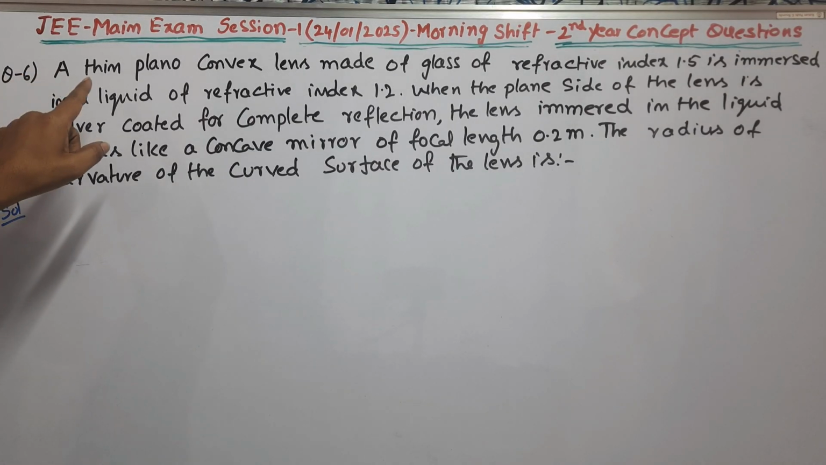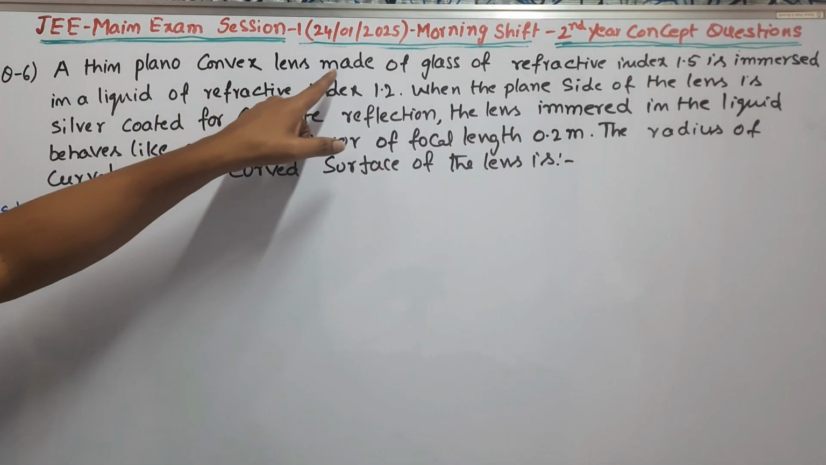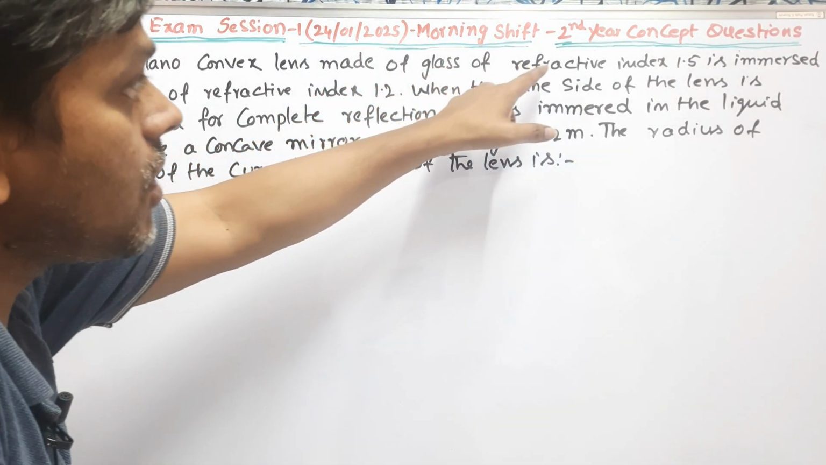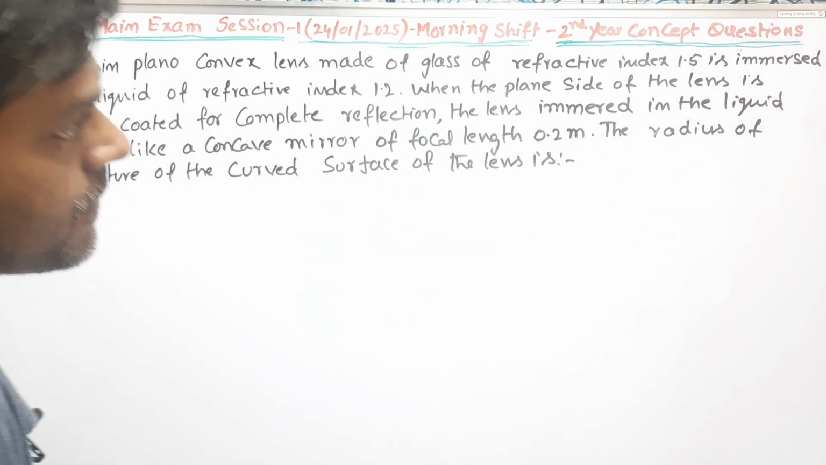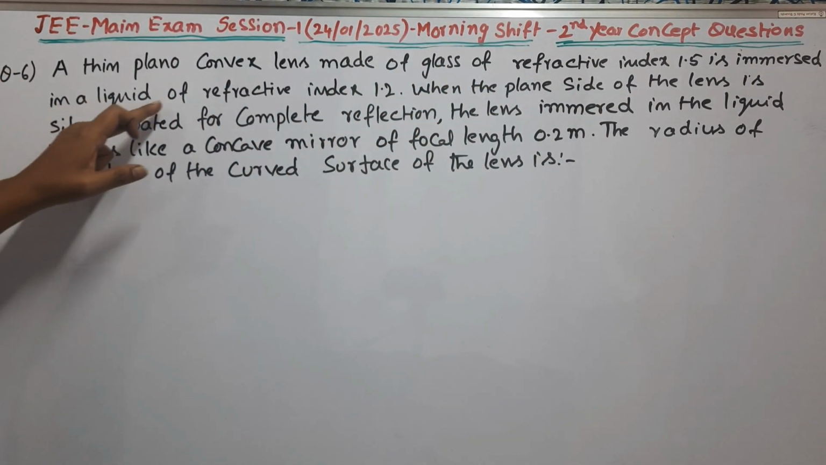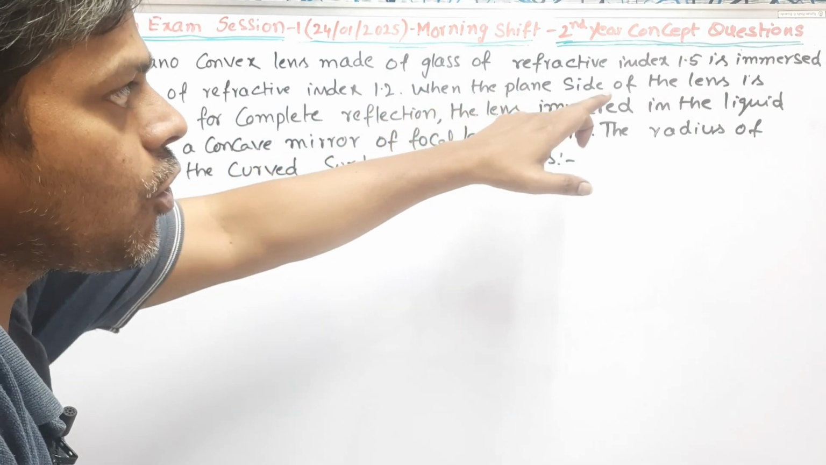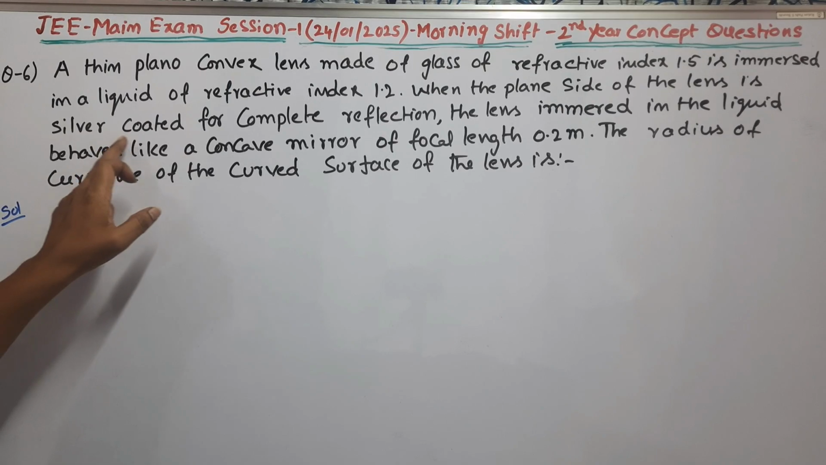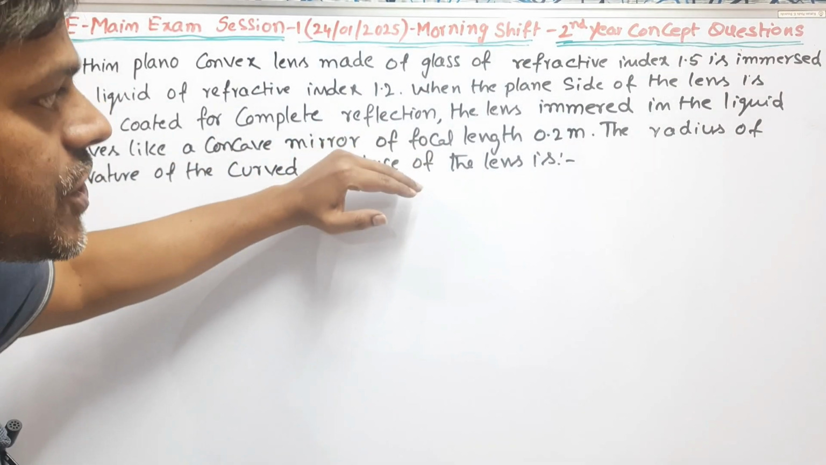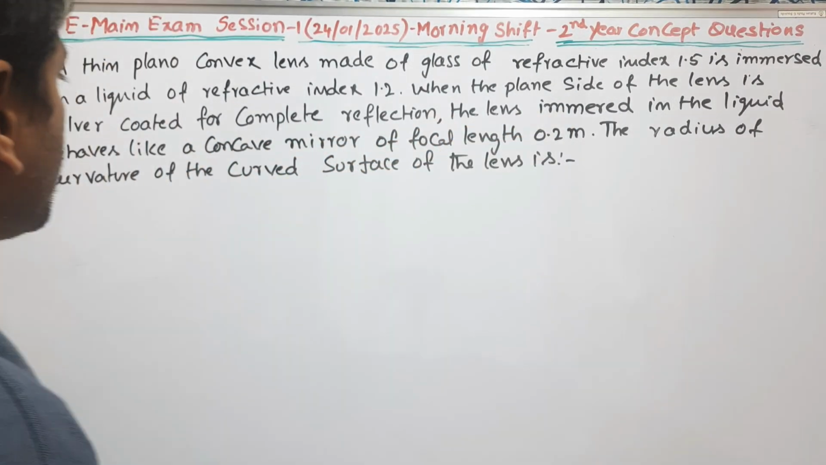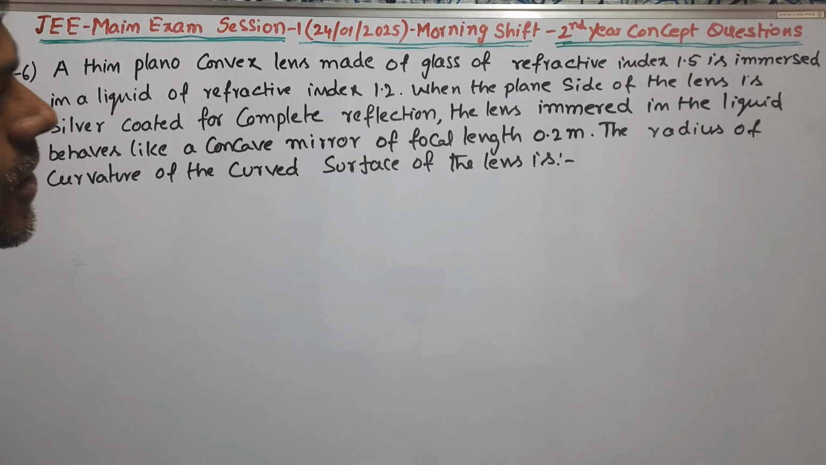The sixth question: a thin plano convex lens made of glass of refractive index 1.5 is immersed in a liquid of refractive index 1.2. When the plane side of the lens is silver coated for complete reflection, the lens immersed in the liquid behaves like a concave mirror of focal length 0.2 meter. The radius of curvature of the curved surface of the lens is, this is the question.